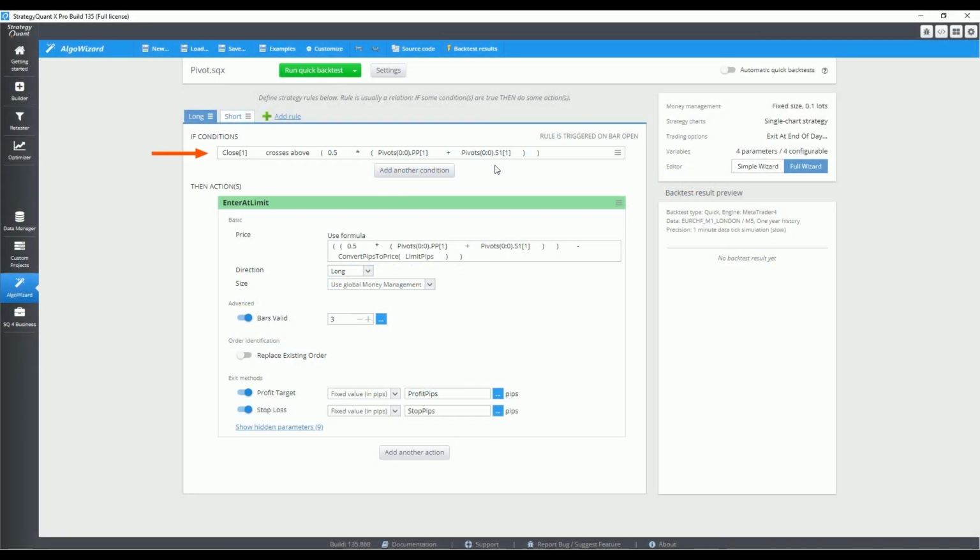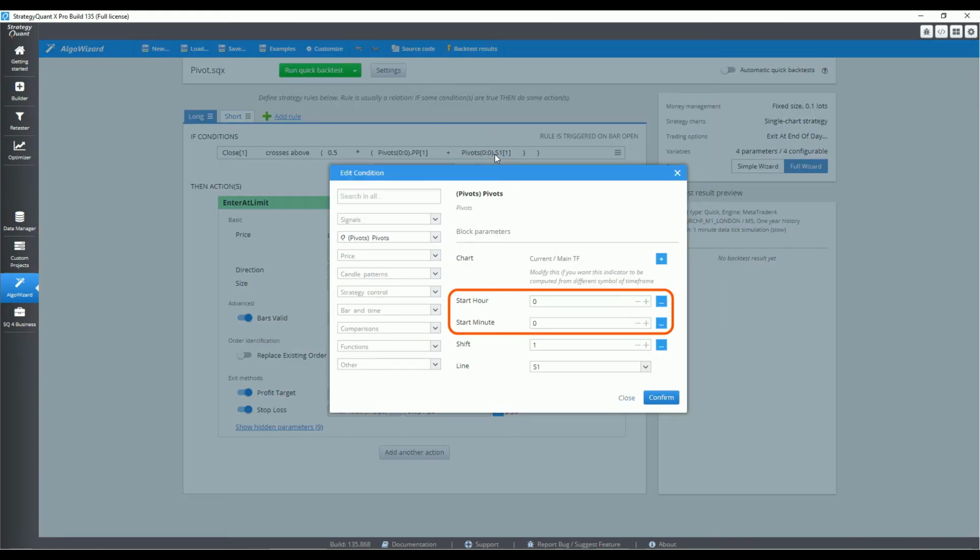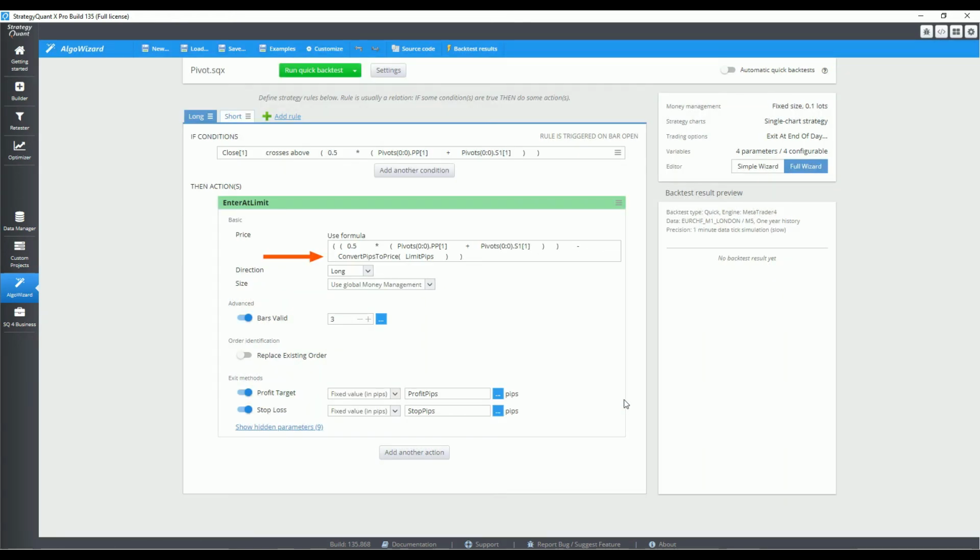Here is the pivot points entry condition. When configuring the pivot points indicator, the start hour and start minute fields let you specify the start of each trading day. Since I'm taking the New York close to be the start of the next trading day, I've input a starting time of 0-100 hours. The limit order price is specified here. The convert pips to price function converts 3 pips to 0.0003. Finally, I toggle the trade management I need, and parameterize the profit target and stop loss distance.